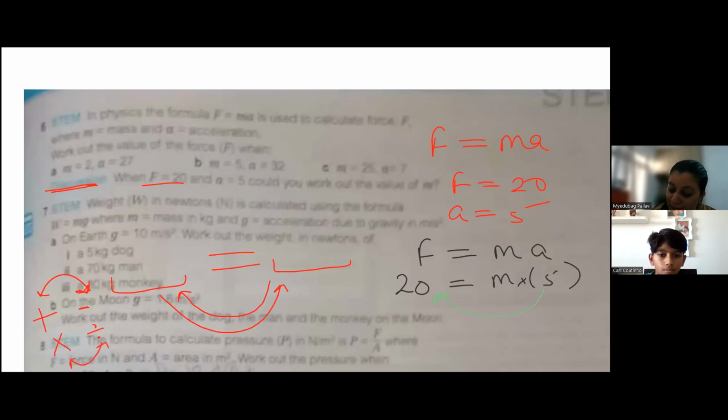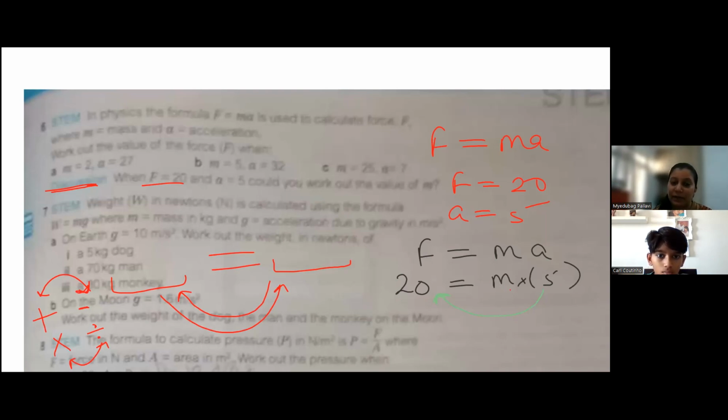So if m is in multiplication with 5 over here, and we want to transfer 5 from the right hand side to the left hand side, why do we want to transfer it? Because with 5m, we cannot solve them. We need to find the value of m. So we can solve 20 and 5 together because both are like terms, both are numbers, isn't it? That is why we are transferring 5 from the right hand side to the left hand side.